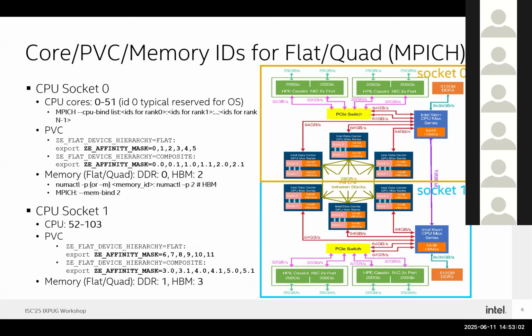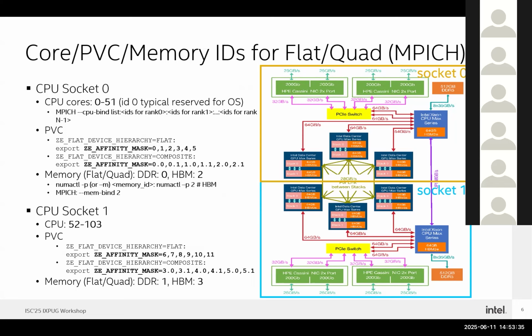Or if you use the traditional hierarchy, it's called composite, where you have a separate ID for the GPU, and then 0 represents the first tile, and 1 represents the second tile. So the first GPU would be 0, and then .0 for the first tile on GPU 0, and .1 for the second tile on GPU 0, and the same with 1 and 2. And so that's for the GPU.